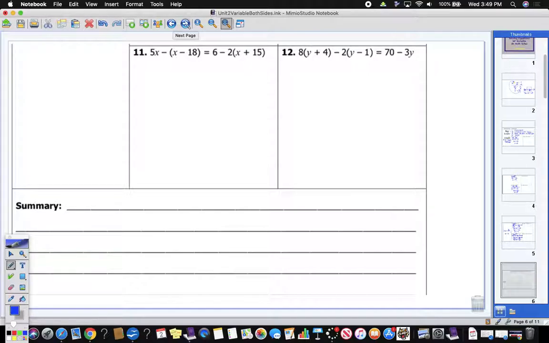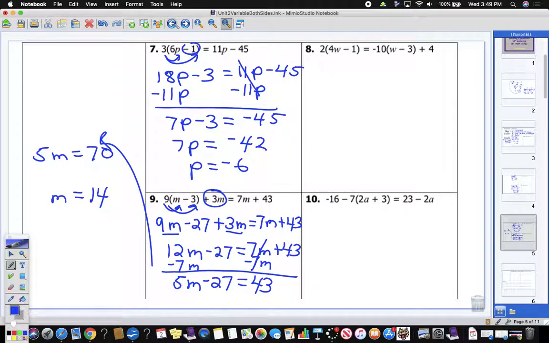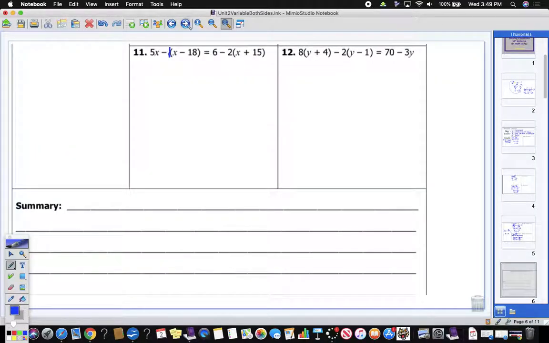Okay, now number 11 is a little different from the others. We do have parentheses to get rid of. So remember, when there's not a number, there's a 1. Now in this case, it's a negative 1. It's a minus 1. Now back here, we hook this part onto the end. Now in this one, you've got that 5x, which has nothing to do with the parentheses. We're going to hook it on at the beginning. Now distribute the negative 1. So negative 1 times x, negative 1x, negative 1 times a negative 18, positive 18.